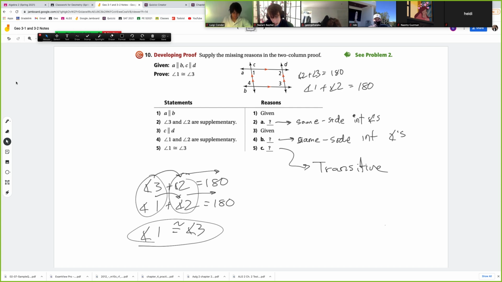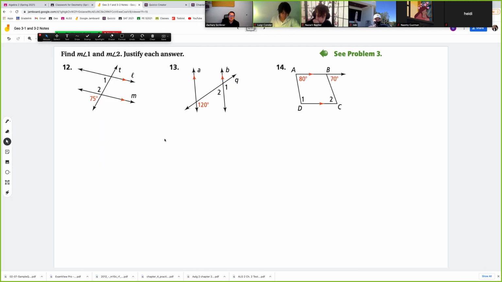However, we're not substituting something into angle 1 or 3, okay? We are saying that 3 and 2 are supplementary, 1 and 2 are supplementary, so therefore we can then say 1 and 3 are congruent and by the transitive of congruency. All right, very good. Continuing on, I'm not going to do all these, I'm just going to do one.